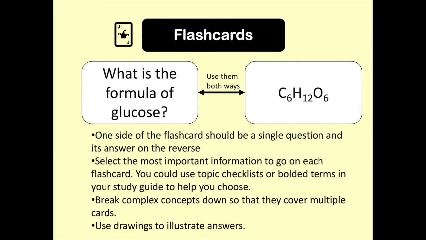These should be short and sharp. So there shouldn't be much information on either side, so you need to be selecting the most important information to go on each flashcard. So you either use topic checklists or the bold terms that are in revision guides or textbooks to help you identify those keywords. If there's complex things that you think you need to be testing yourself using the flashcards, then just use multiple cards, but we do not want too much information on them. And then you can use drawings to illustrate your answers as well, particularly if you want to test yourself on pieces of equipment, then this is a useful tool.